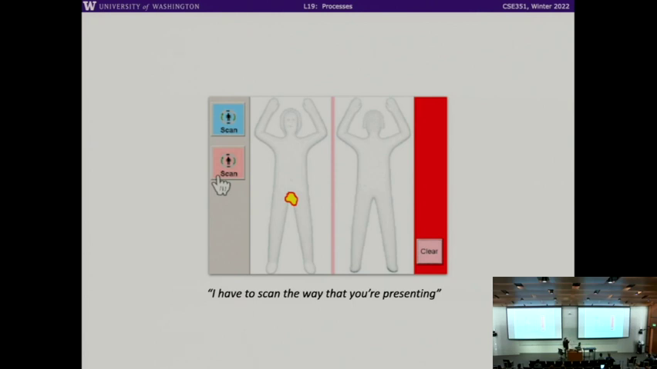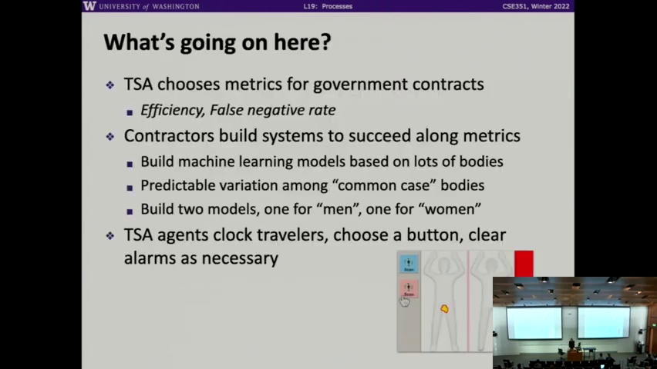And the attendant, the agent, I guess is the word, pointed me towards the screen and said, do you see what came up here? And I think I said, I'm trans, you scanned me wrong. And they responded, I have to scan the way that you're presenting. And so I got a pat down. It wasn't great. I didn't get detained, which was great. That's happened to some other trans folks. But what's going on here?